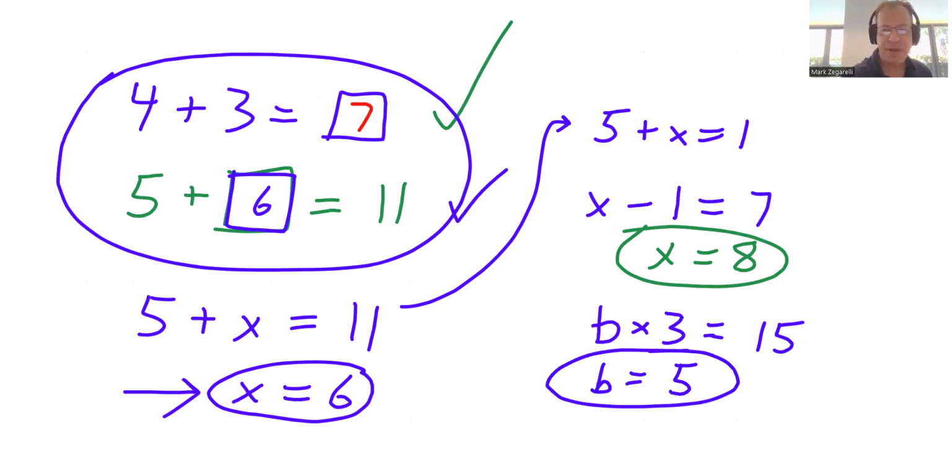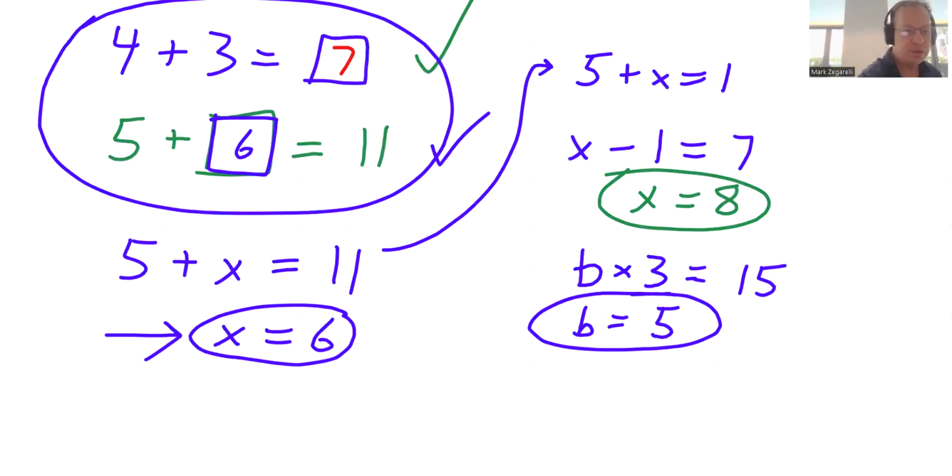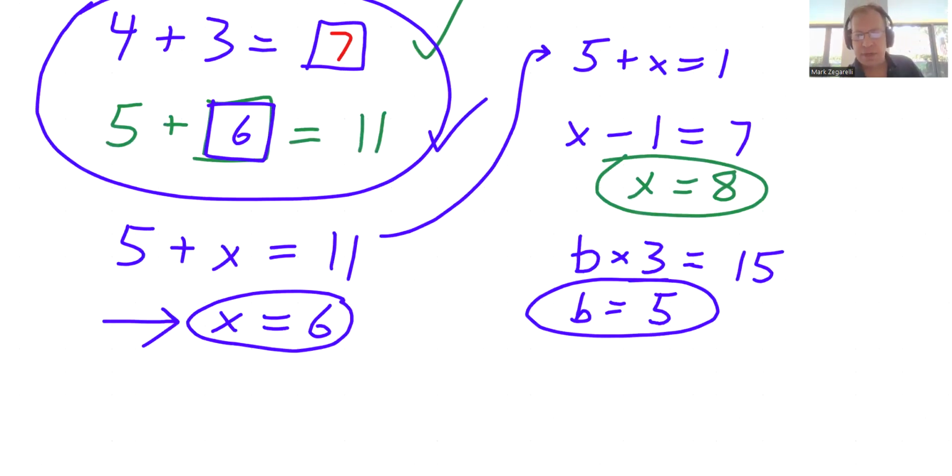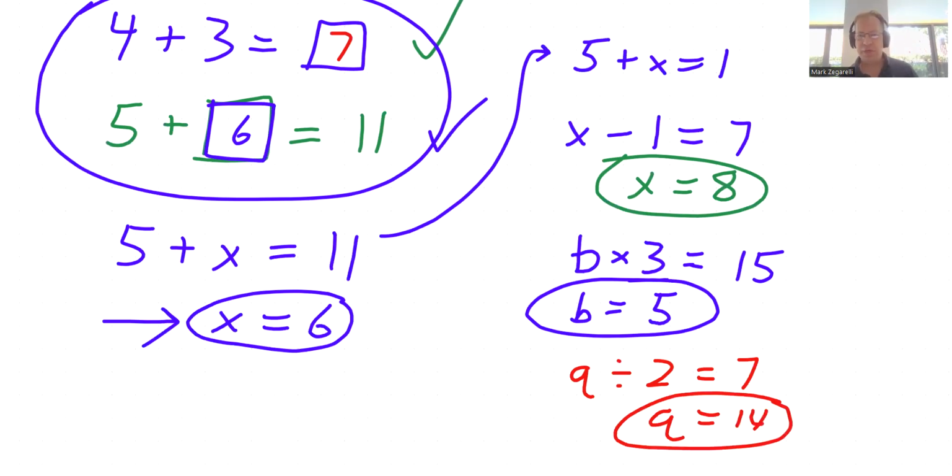Okay. And then finally, let's do this in a totally different color, just because I'm getting sick of these. Q divided by 2 equals 7. And that means, thinking about it, Q equals 14. 14 divided by 2 equals 7. Q equals 14. Okay, and that's the answer. So we can apply variables and create equations that use addition, subtraction, multiplication, and division.